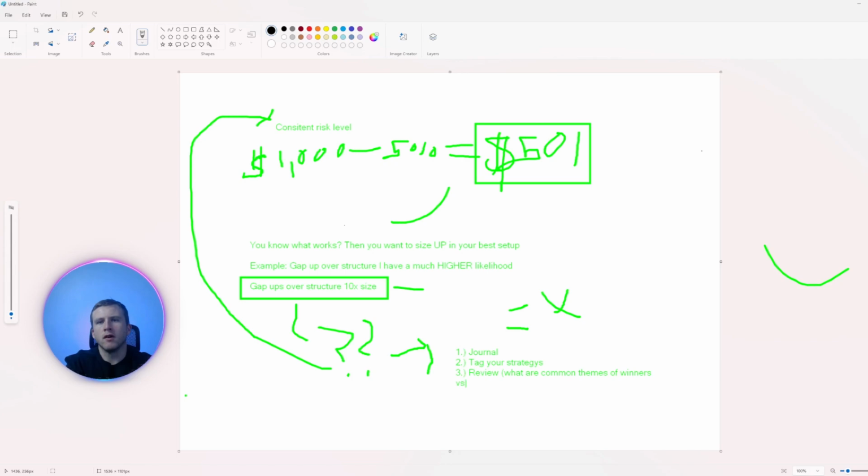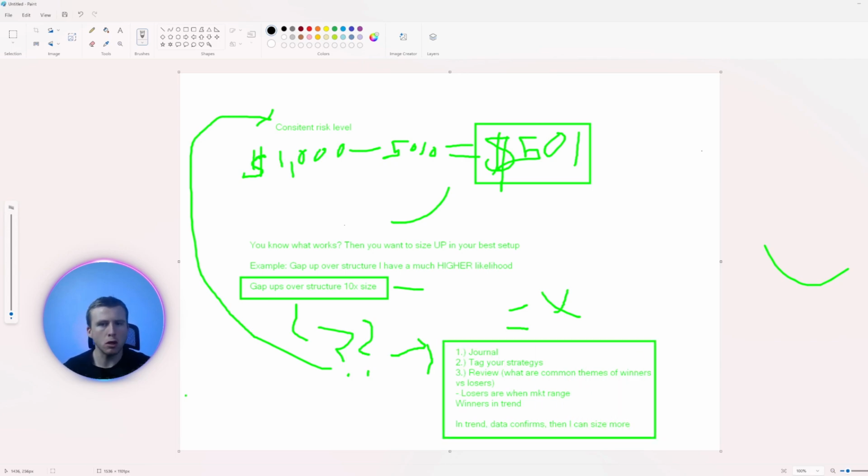of winners versus losers. An example might be, let's say you notice your losers are when market is in range, for example, and your winners happen in trend. Well, now we can go in and say in trend, and data confirms this, then I can size more. You want to know, and until you journal and do all of this work, you'll have no clue what works. So using inconsistent risk sizing is just hindering your performance. So the fix is consistent until you know and tag your strategies and you know what works.